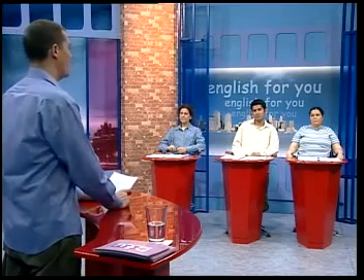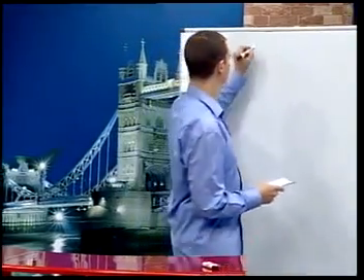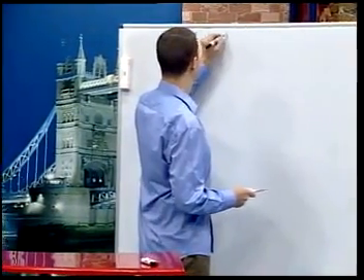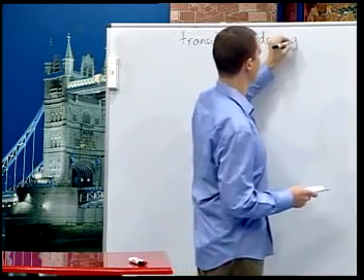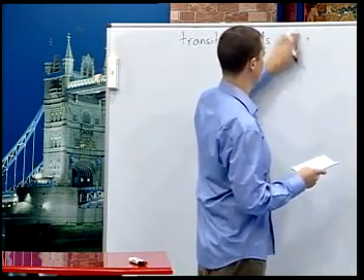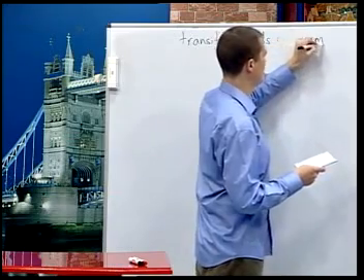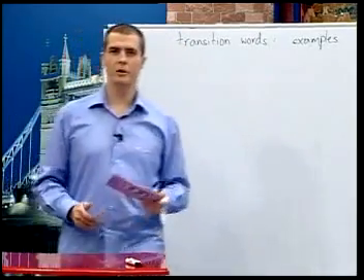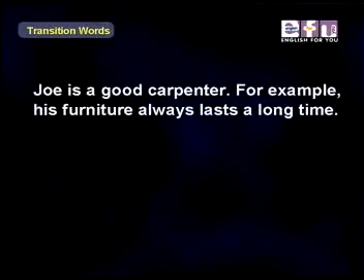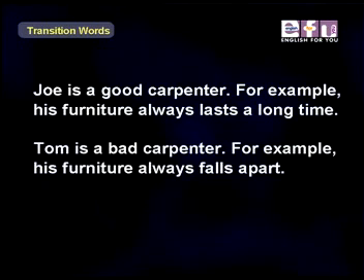And now let's look at one more type of transition words. Transition words. These are transition words which give examples. Examples. Here are some sentences for you to look at. Joe is a good carpenter. For example, his furniture always lasts a long time. Tom is a bad carpenter. For example, his furniture always falls apart.